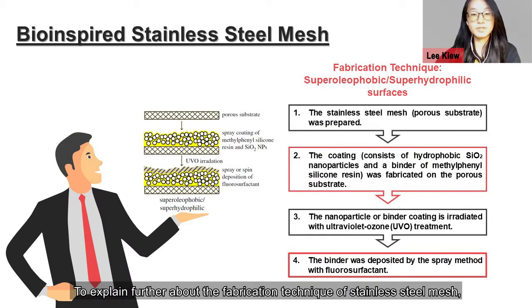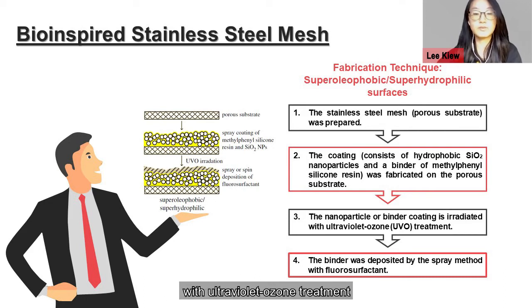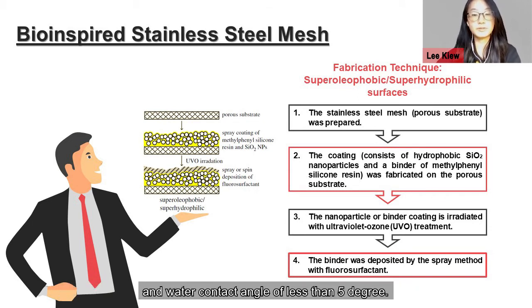To explain further about the fabrication technique of stainless steel mesh, a flowchart is constructed. The stainless steel mesh was first prepared and then coated before it was irradiated with ultraviolet ozone treatment and finally sprayed with fluorosurfactant. Fluorosurfactant can provide oil repellency and water affinity, which result in oil contact angle of greater than 150 degrees and water contact angle of less than 5 degrees.